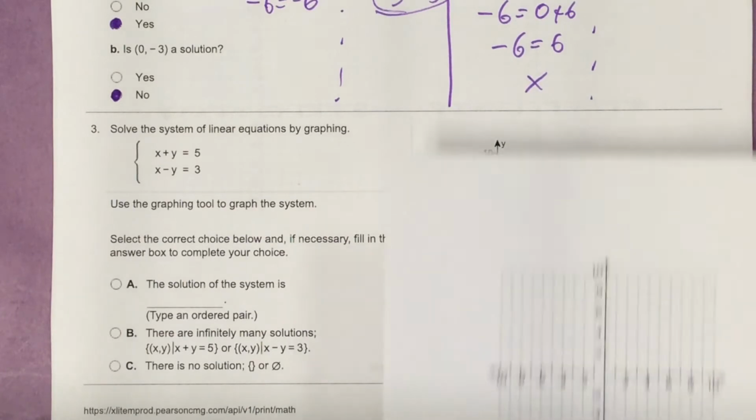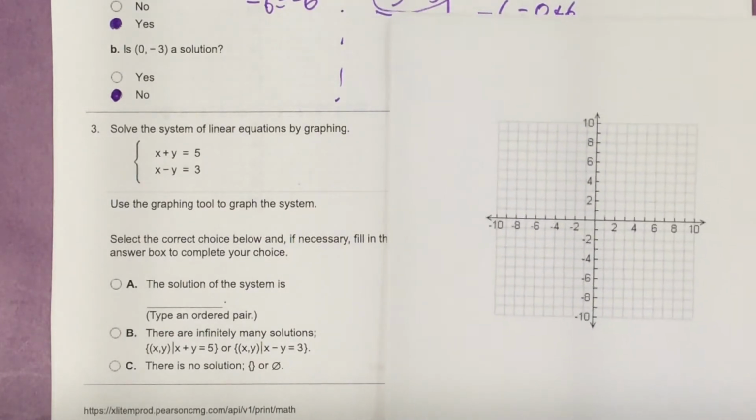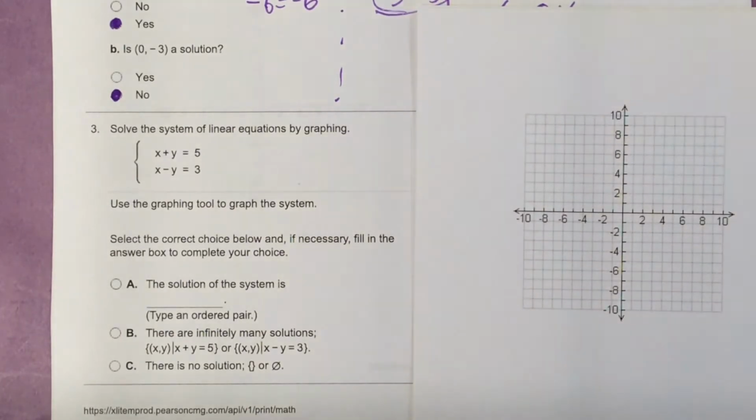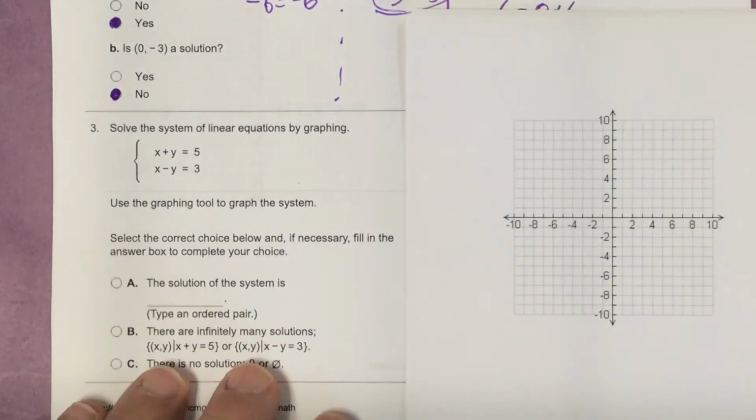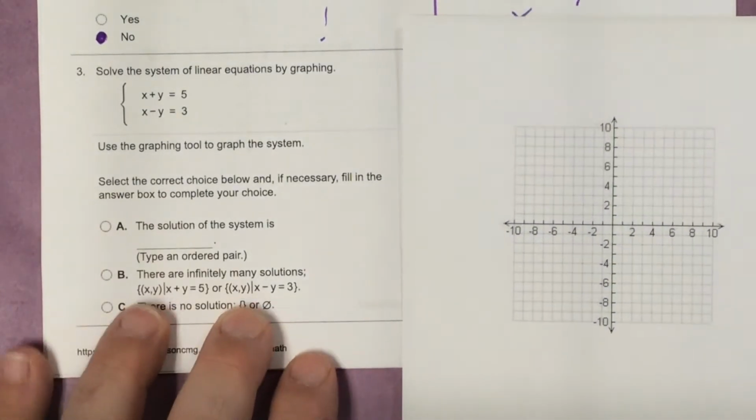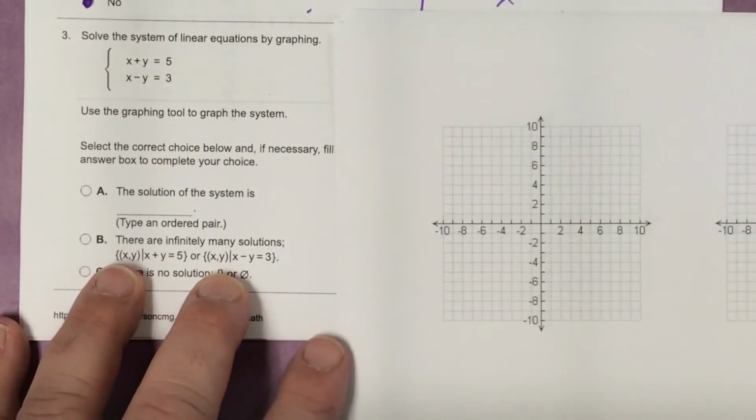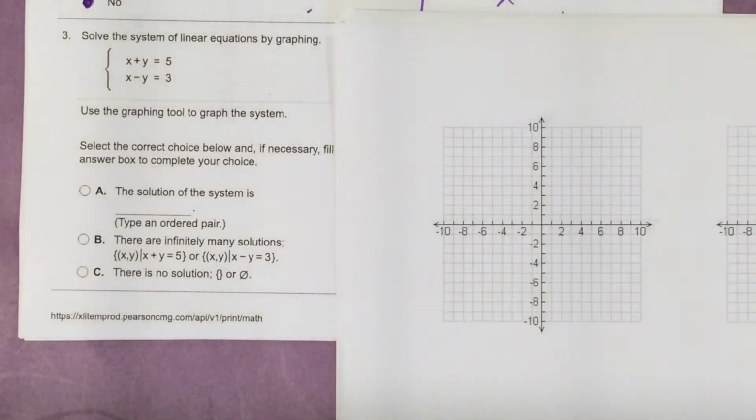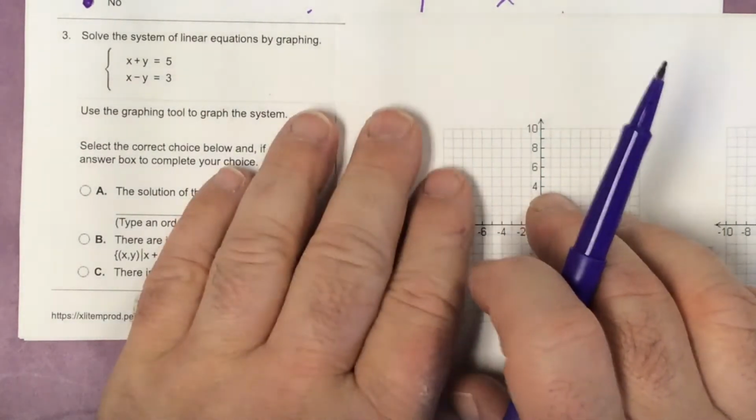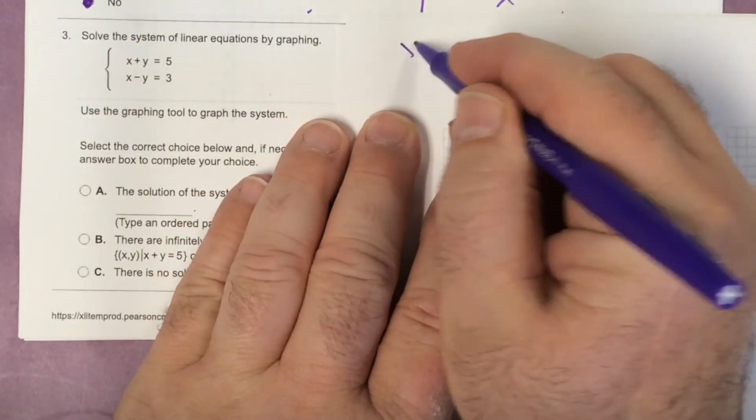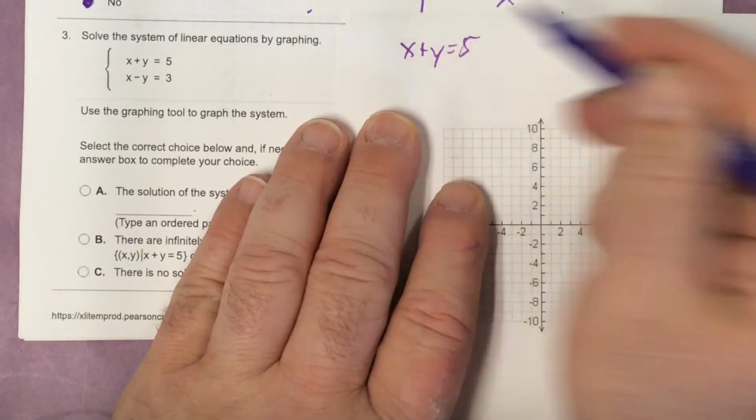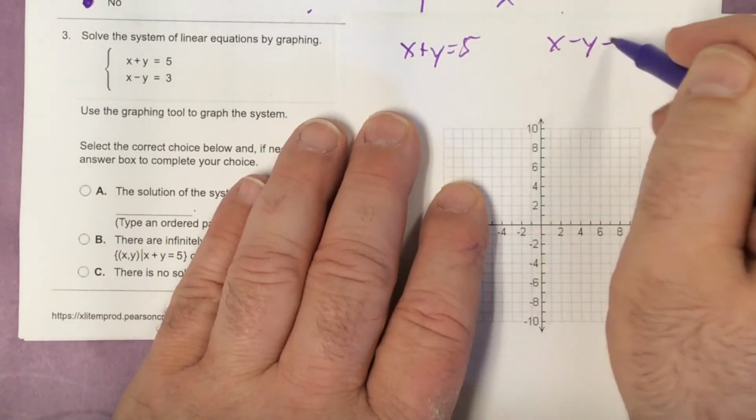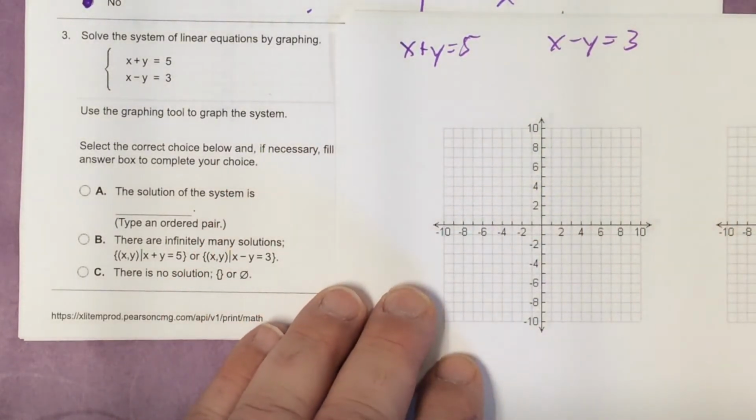All right, so number 3, and I'll provide this piece of graph paper here to help me out with that. It says solve the system of equations by graphing. So let me move this up so it's not in the way. What I'm going to do is take each of these equations and write them into slope-intercept form. So we have x plus y is equal to 5. We have x minus y equals 3.